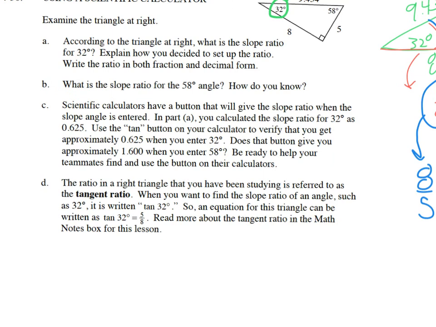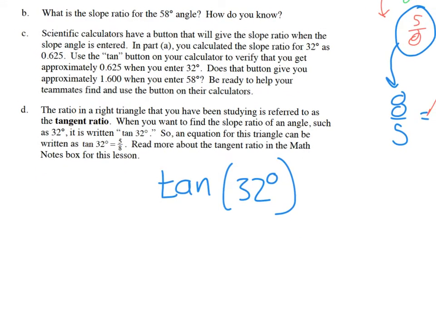It says now in part C, scientific calculators have a button that will give you the slope ratio when the slope angle is entered. So now they're really saying, hey, we don't have to go back to this trig table anymore. We can use a button called the tan button on your calculator to verify that you get 0.625 when you enter 32 degrees. What we're going to show you here in a moment is how to do that in your calculator. I would encourage you to either go to Google or take out your calculator. On Google, you just type in scientific calculator. What you're going to enter is tangent of 32 degrees. So it looks like TAN, tan.